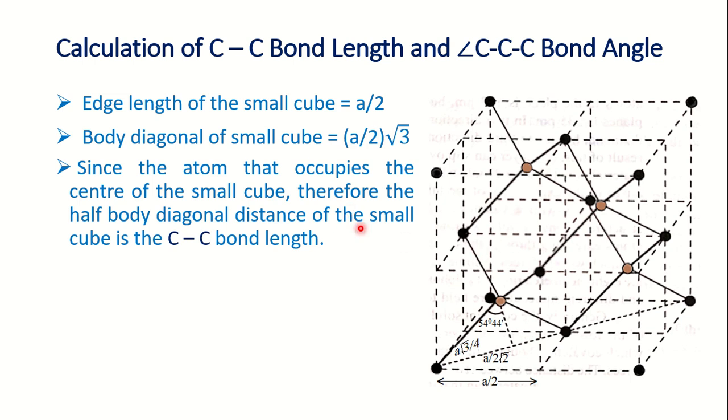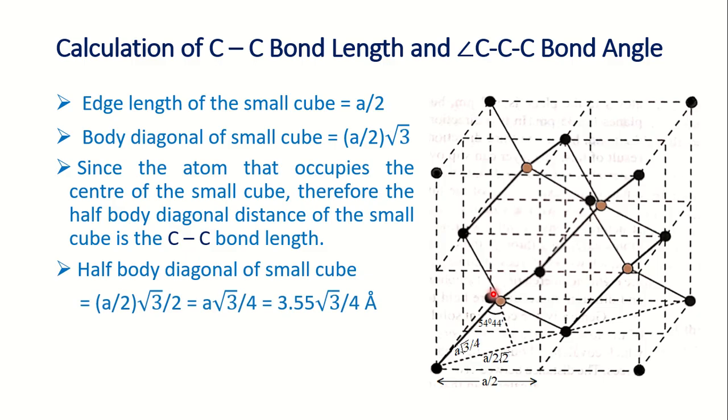Therefore, the half body diagonal distance of the small cube is the C-C bond length. So here to here, this distance is the carbon-carbon bond length, the sp3 sigma bond length. It is the half body diagonal of the small cube. What is the value? It is definitely the body diagonal divided by 2. The body diagonal is a by 2 root 3, and if you divide this by 2, you will get the half body diagonal, which is the bond length.